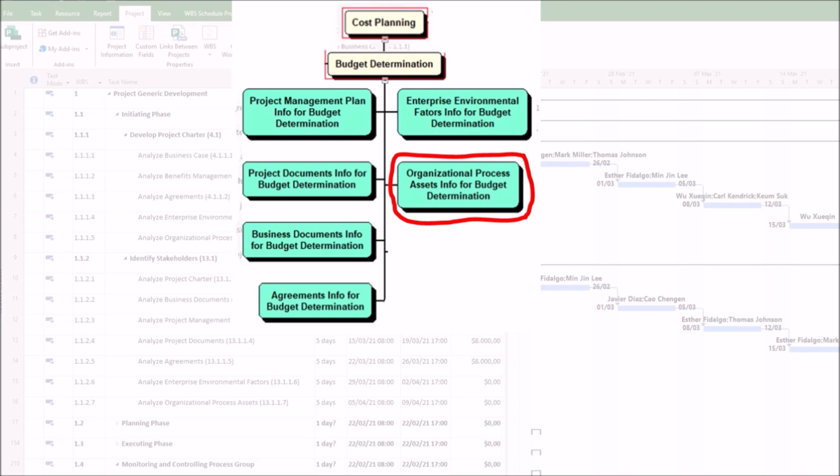The PMBOK underscores organizational process assets as a foundational input for a reason. They institutionalize knowledge that prevents avoidable failures.